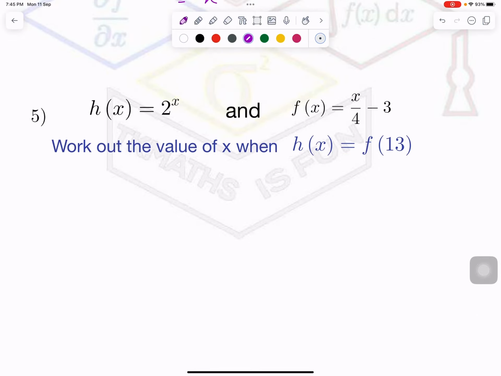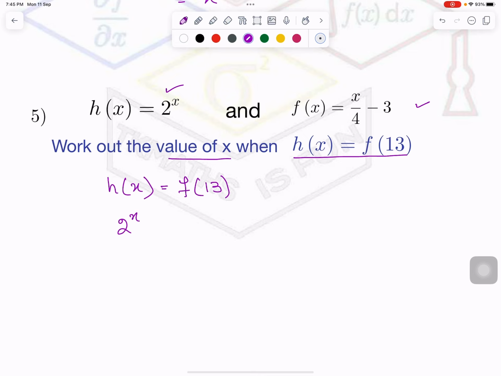Let's see this question. Two functions are given to you here. h of x is equal to 2 power x and f of x is equal to x upon 4 minus 3. And you have to find out the value of x when h of x is equal to f of 13. So let me write it here again: h of x is equal to f of 13. So h of x is this function.